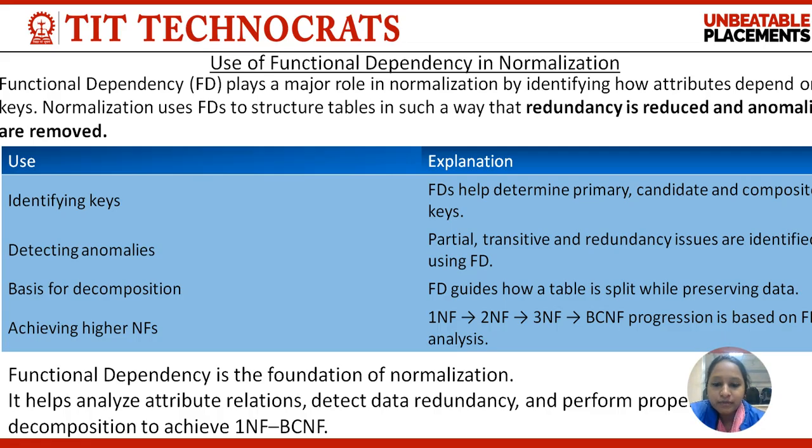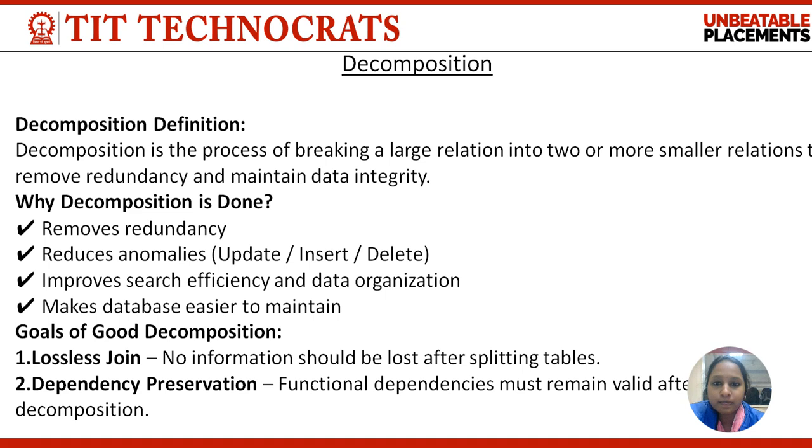Uses of functional dependencies in normalization. Functional dependency is essential because it tells us how attributes relate to each other. It helps eliminate redundancy and anomalies by decomposing tables into smaller and well-structured relations.